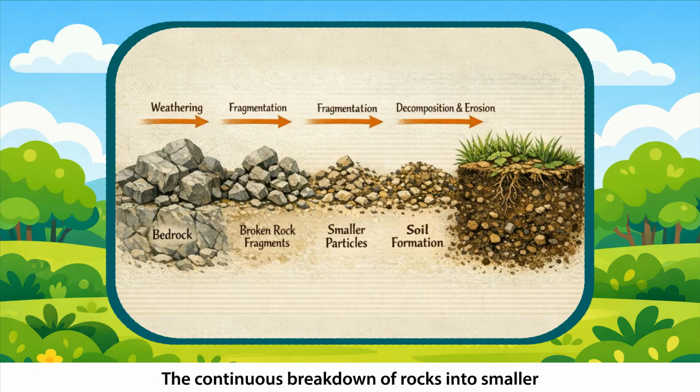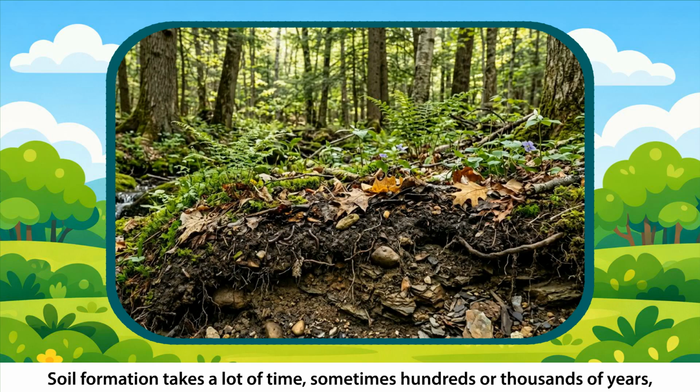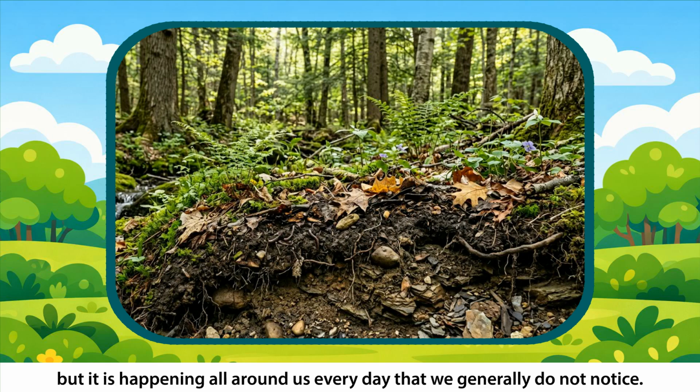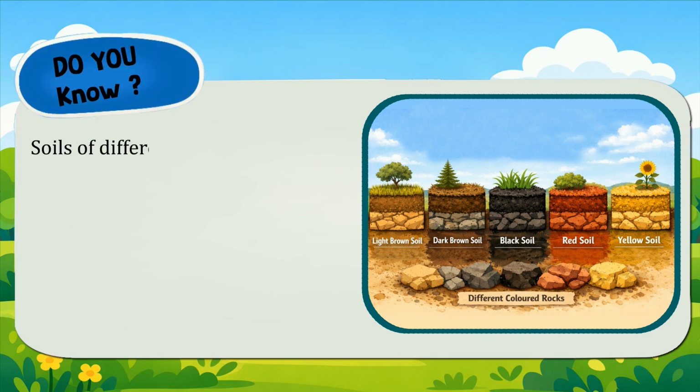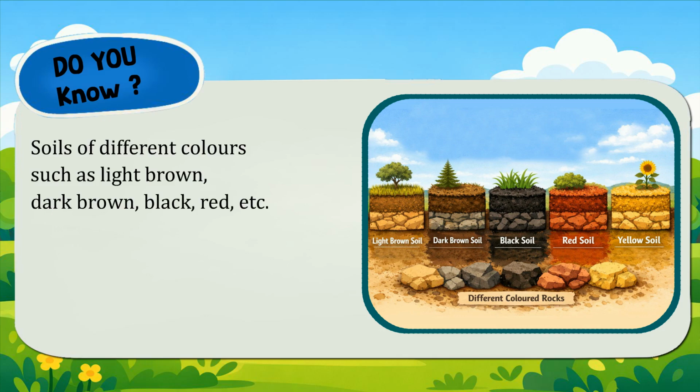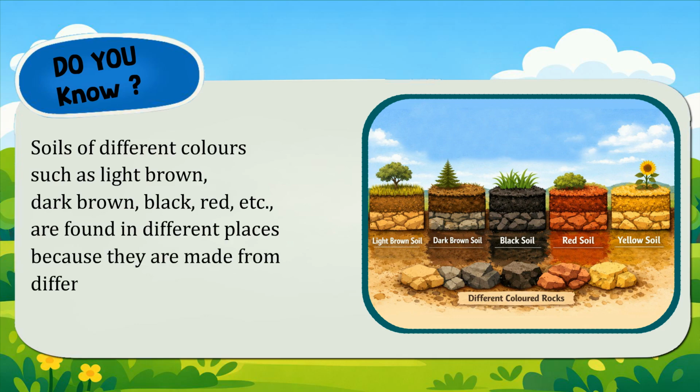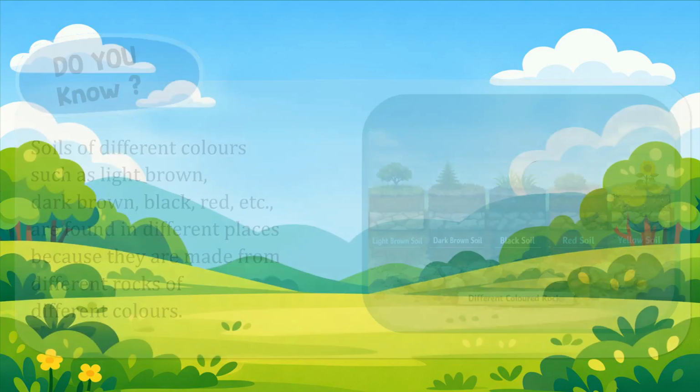The continuous breakdown of rocks into smaller and finer particles results in formation of soil. Soil formation takes a lot of time, sometimes hundreds or thousands of years, but it is happening all around us every day that we generally do not notice. Do you know? Soils of different colors, such as light brown, dark brown, black, red, etc., are found in different places because they are made from different rocks of different colors.